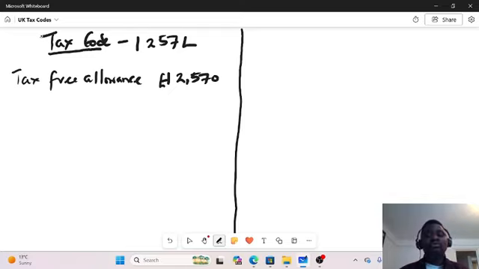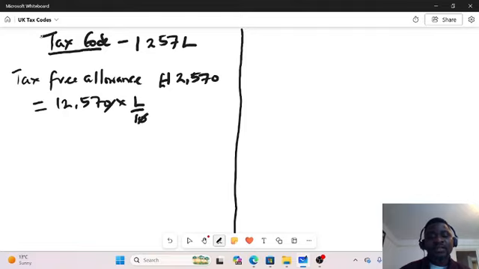So, how does HMRC use this tax-free allowance to charge your tax? When you see 1257 in your payslip, what it means is that HMRC will say that's 12,570 times L divided by 10. So what that is telling you is that the tax-free allowance that we use for you is 12,570, which means that your tax code is 1257L.